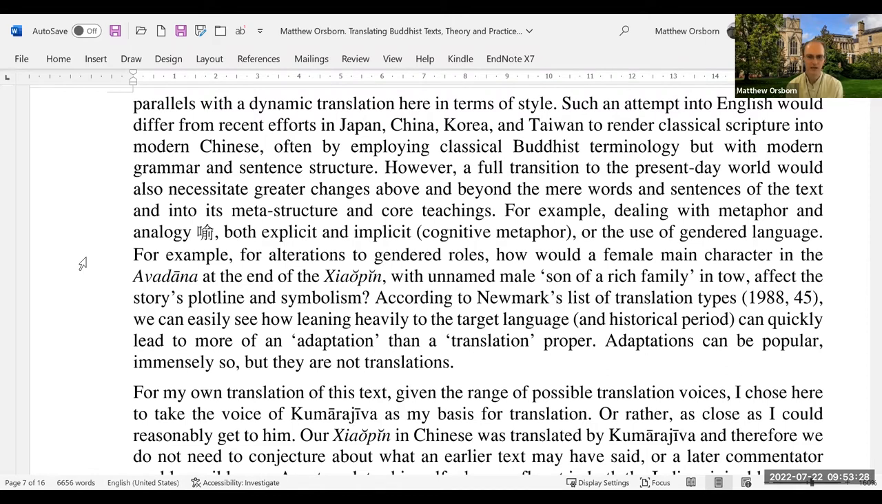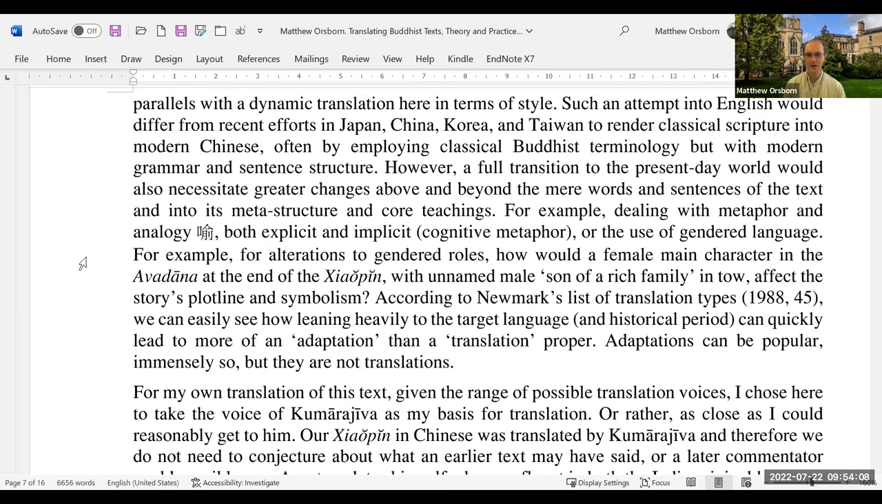So for example, dealing with metaphor and analogy, right? Yu, pi yu, both explicit and implicit, cognitive metaphor, or the use of gendered language or characters. So for example, if we were going to then make alteration to gendered roles, how would a female main character in the Avadana at the end of the Xiaoping, right? So Changti Pusa, we make Changti Pusa female, and then we change the Zhangzi Nu to a male, we call him son of a rich family. How would that affect the story's plotline and symbolism? That's a very big question, right?